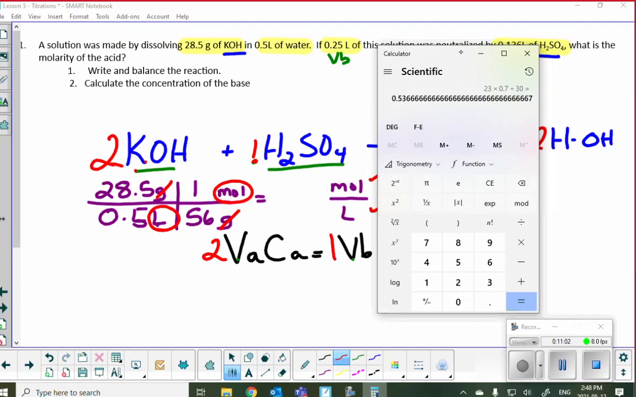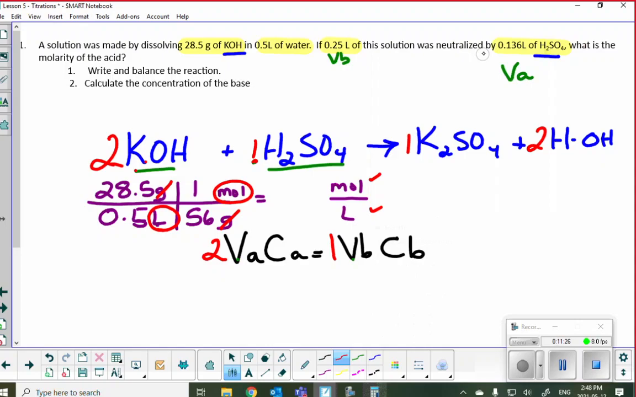Clear this out here. Okay, so multiply across the top, divide across the bottom. So 28.5 is on the top. We don't have to times by 1, so we'll just go divide by 0.5 because it's on the bottom, and also divide by 56 because it's on the bottom. And that gives us 1.018, so about 1.02. Let's round that up to 1.02. Now this is going to be the concentration of our base. This is my CB. So now I know CB, VB, and VA.